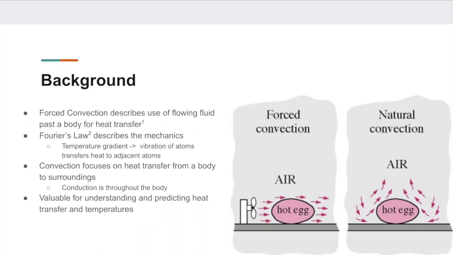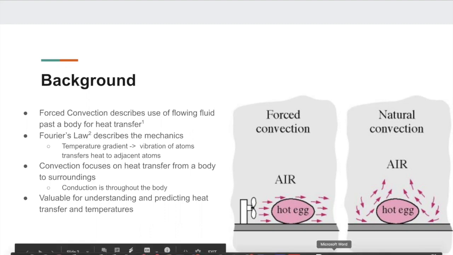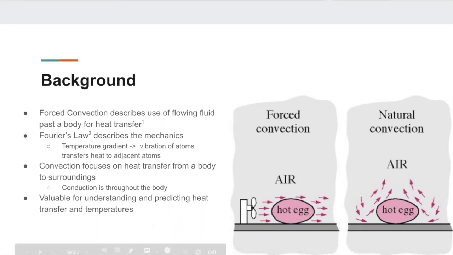So forced convection is typically explained using Fourier's laws. It is derived from Newton's law of cooling in addition with kinetic theory. This basically agrees that heat convection is driven by a temperature gradient between an object and its surroundings, and the vibration of atoms, which is the kinetic theory, then transfers heat to the adjacent atoms. This can either be from heat leaving the body to cooler surroundings or an object taking in heat from warmer surroundings. So convection is focused on the body to the surroundings.